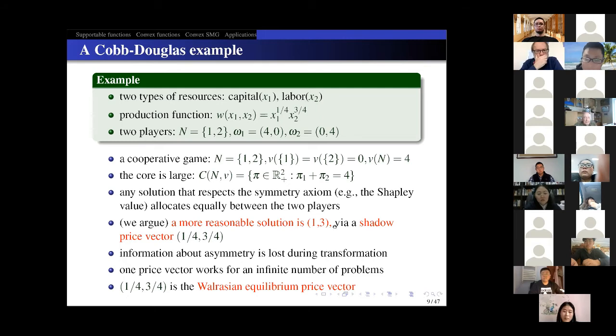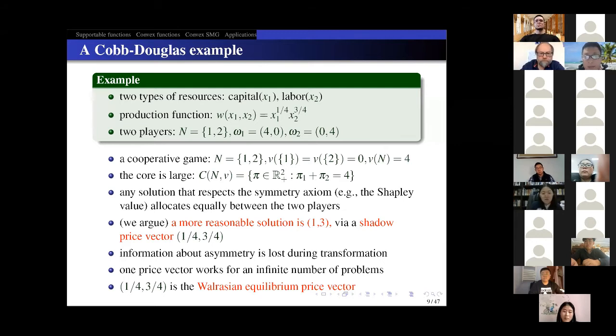And how do I get this 1-3 solution? It is via the shadow price 1/4, 3/4. That is, we imagine that the resources are sold at prices 1/4 and 3/4, and at this price vector, player 1 will be allocated 1 unit of profit, and player 2 will be allocated 3 units. And also this price vector 1/4, 3/4 is mathematically the gradient of this Cobb-Douglas function at the point (4,4).